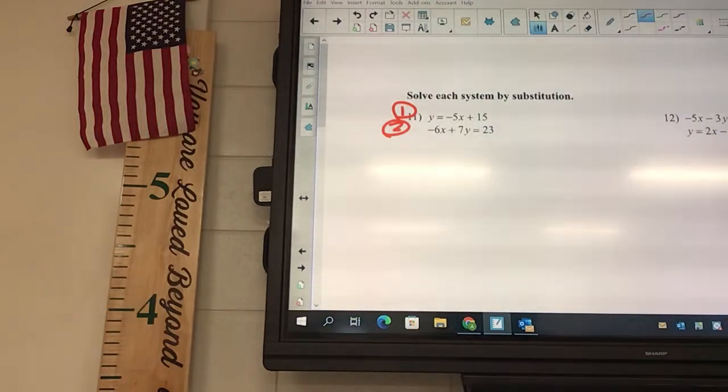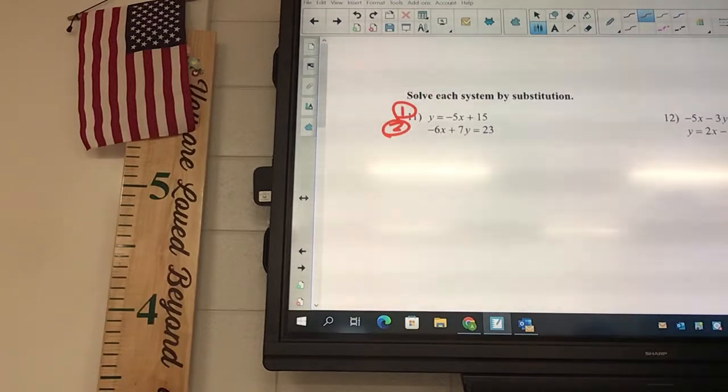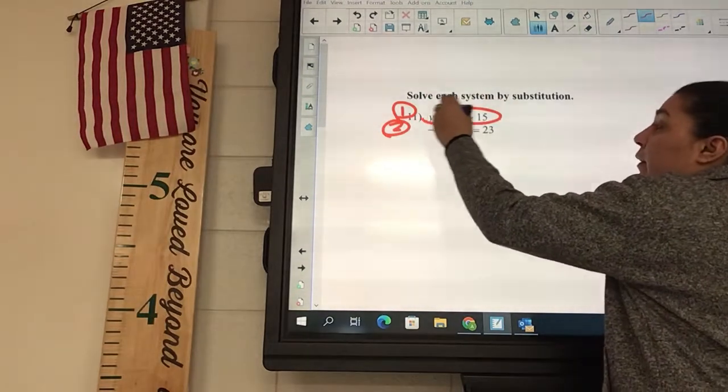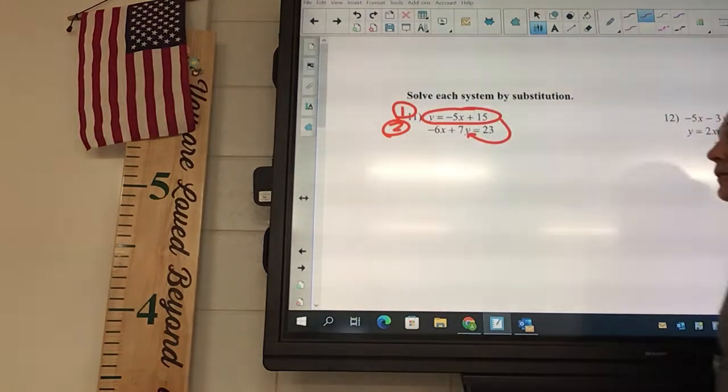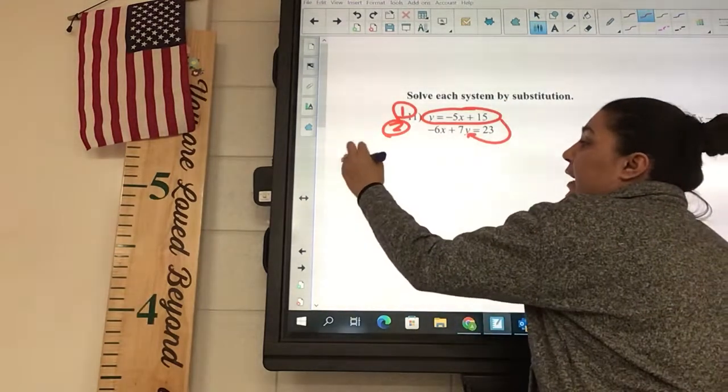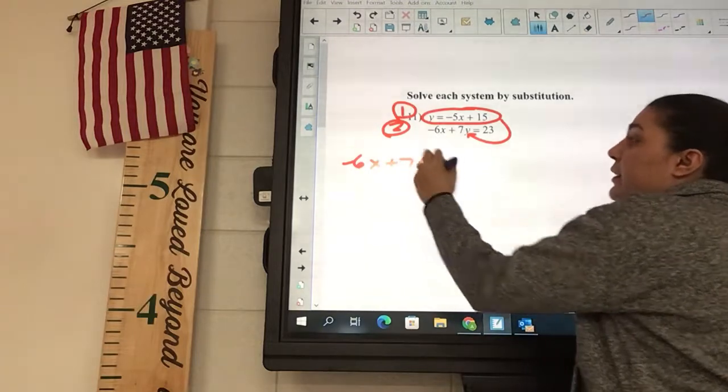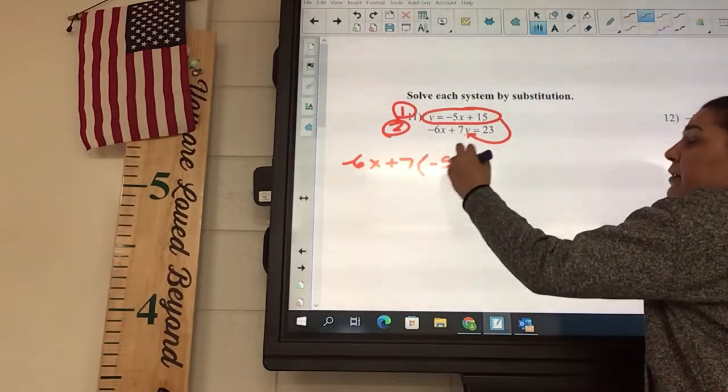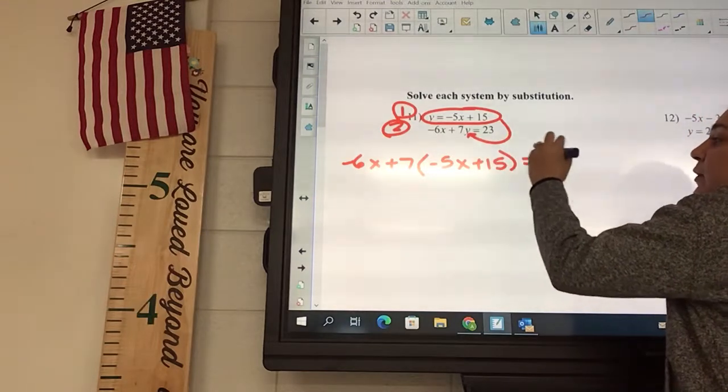Okay, how can you tell the difference between substitution and elimination? There's a distinctive difference just by looking at the problem. Yeah, so when we have one that has just y equals, that is when we do substitution. Okay, so which equation says y equals? The top one. So we're going to circle it, and we plug it into the other one. Okay, so we got negative 6x plus 7, and instead of y, I'm writing negative 5x plus 15 equals 23.